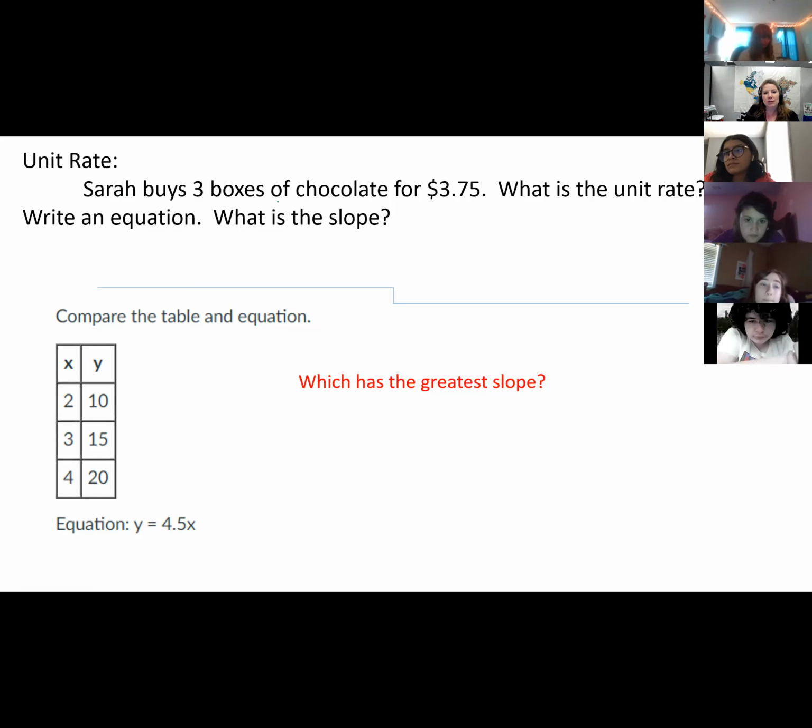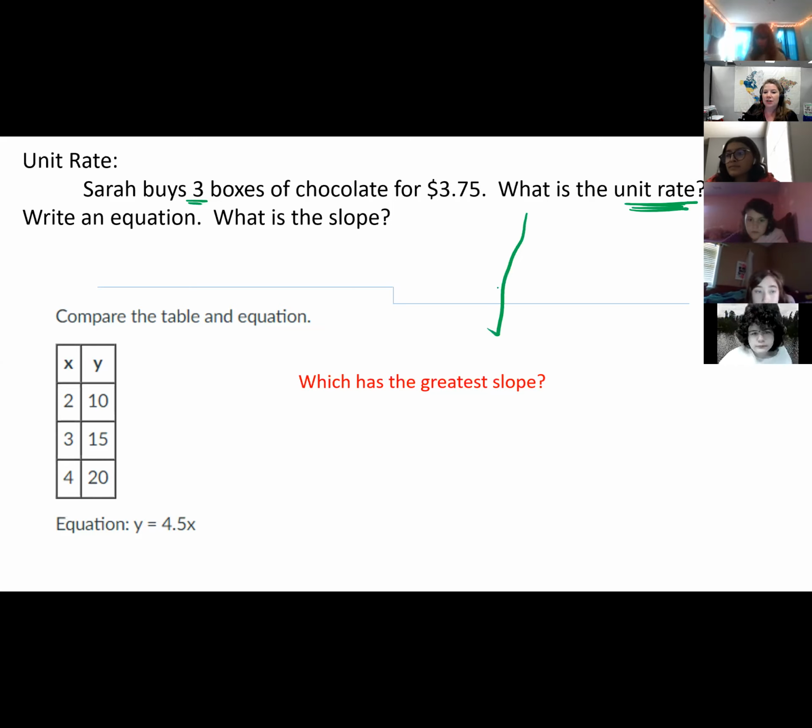So it says Sarah buys 3 boxes of chocolate for $3.75. What is the unit rate? Write an equation. What is the slope? So is 3.75 our unit rate? No, it's not, because that's not for 1, that's for 3. So how am I going to find out my unit rate? How would I find how much for 1, guys? Do I add, subtract, multiply, or divide? Yep. You always divide to find unit rate.